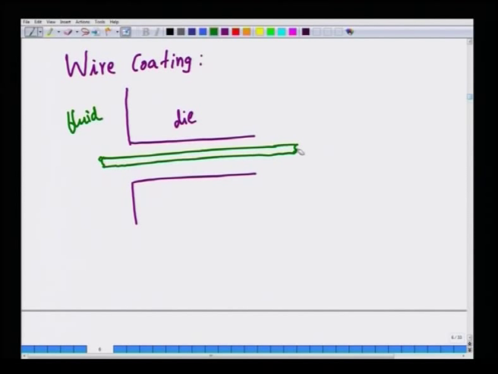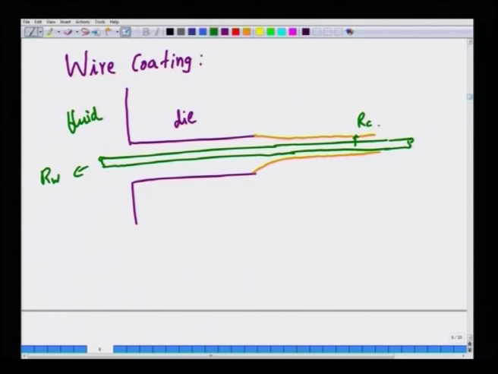So, essentially you have a long wire, which I am drawing with a green color, and the fluid, let us draw it with an orange color, will be coated as you pull the wire. Now, the radius of the wire is R w, and the radius of the coated wire, from the center of the wire to the coating, is R c.